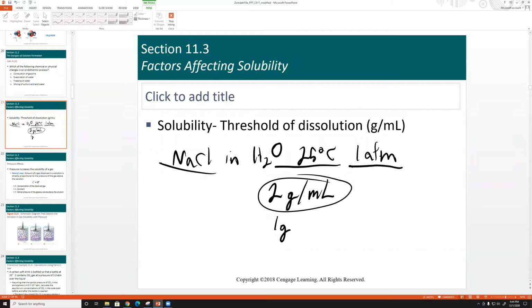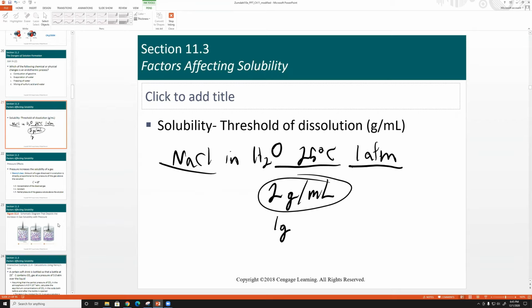So are there any questions on what solubility is, on what I just said? I kind of went through it a little bit fast. It's a threshold of how much solute can dissolve into a specific solvent at, let's say, room temperature, 1 atm.